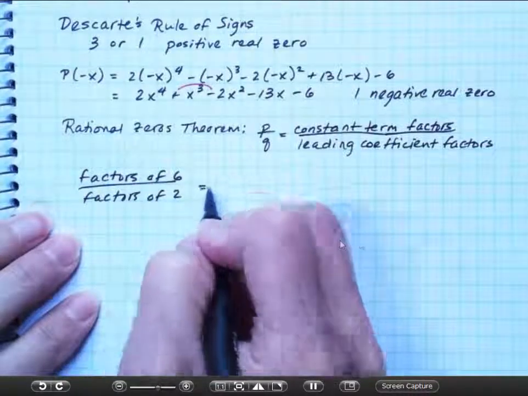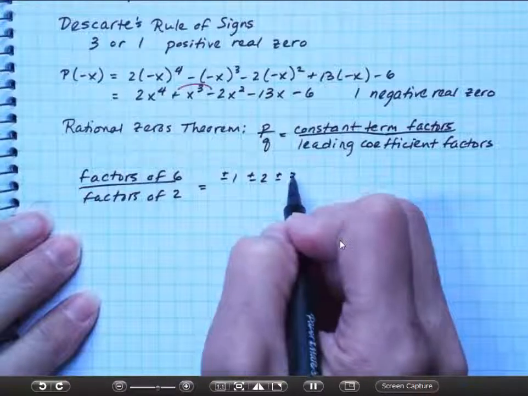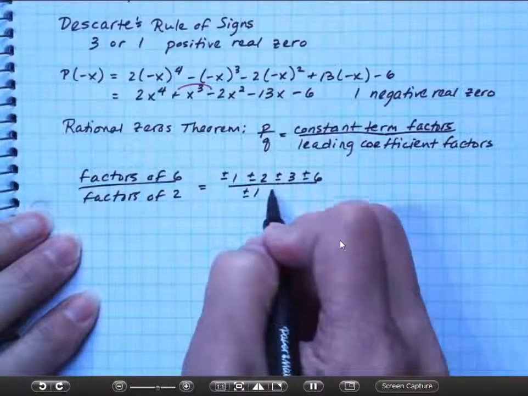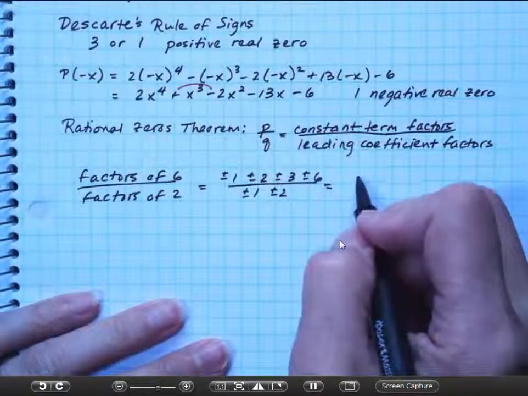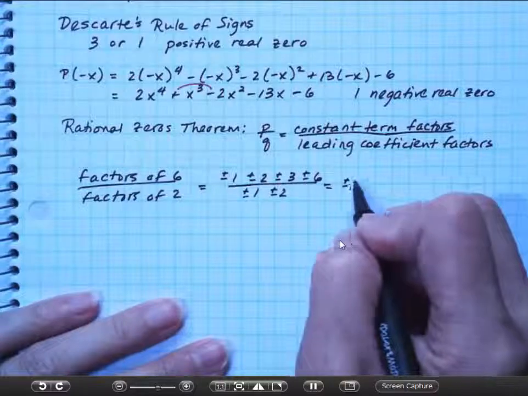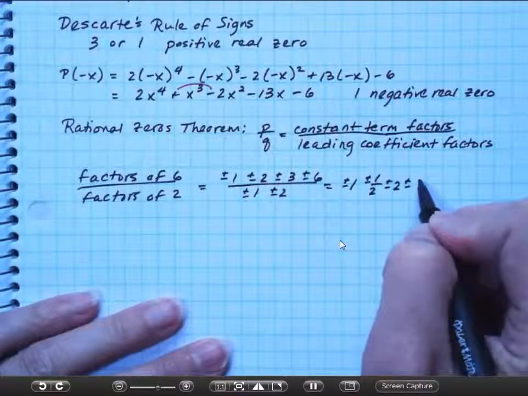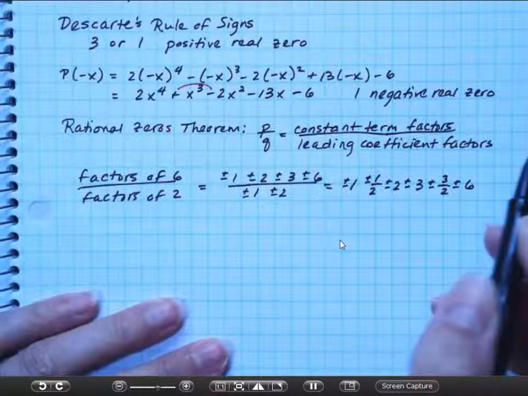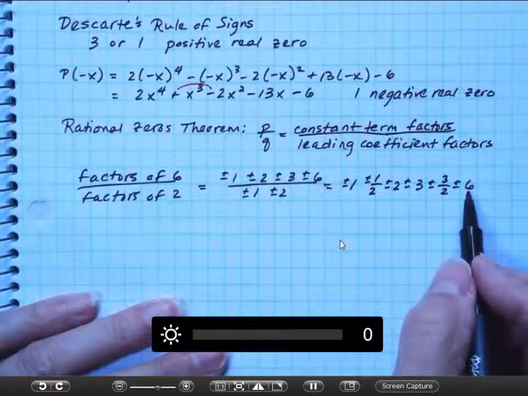So factors of 6, plus or minus 1, plus or minus 2, plus or minus 3, plus or minus 6. I'm going to divide that by my factors of 2. Then I'm going to take each one of my factors of 6 and divide it by my factors of 2. So I end up with plus or minus 1, plus or minus 1/2, plus or minus 2, plus or minus 3, plus or minus 3/2, plus or minus 6. Now notice that you never repeat any of your possible rational zeros more than once.